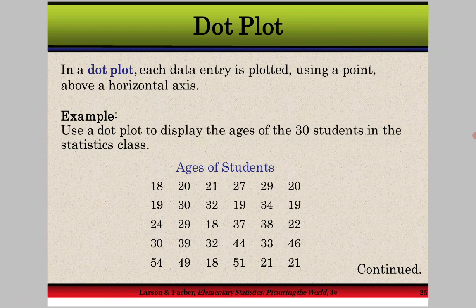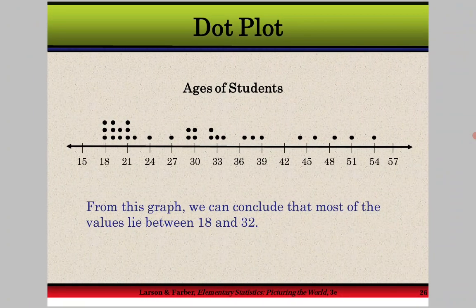Another type of graph is a dot plot. In a dot plot, each data entry is plotted using a point above a horizontal axis. Example: use a dot plot to display the ages of 30 students in the statistics class. In this diagram, we take a single line of age ranges, starting from 0 to the maximum value, in steps of the class interval, that is 8. So 0 to 15, 15 plus 7, like that.